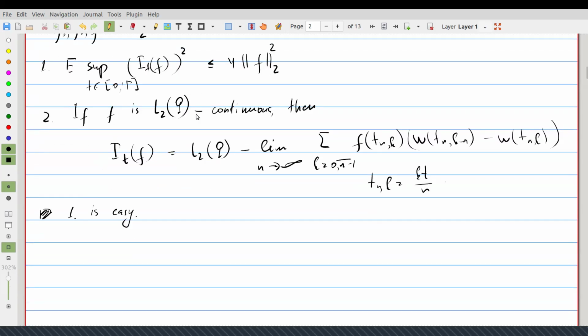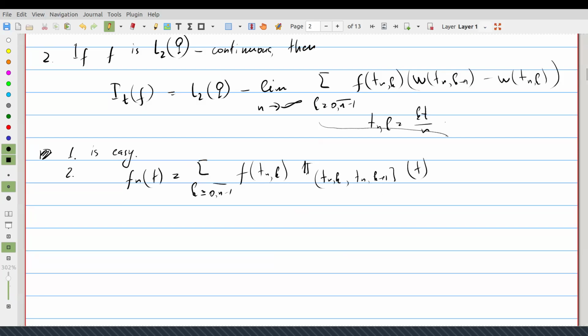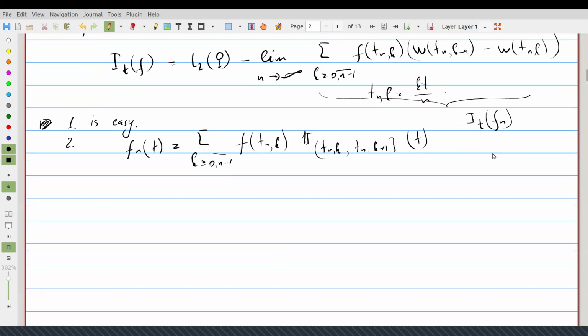So these suprema are also converging. Let's prove very quickly the second part, which is a useful interpretation. I will define a special sequence of simple processes. Then this is exactly the stochastic integral of Fn, by definition of the stochastic integral of a simple process.